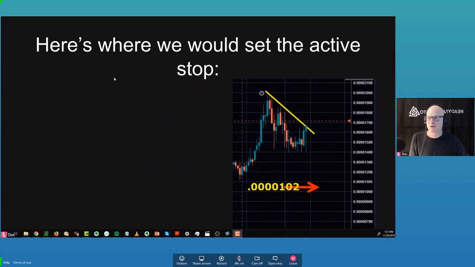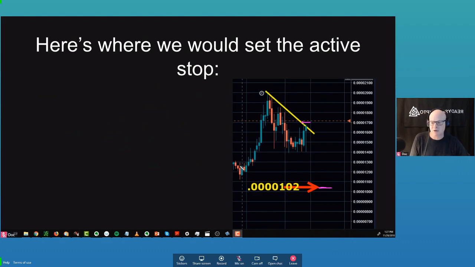Okay, so here's where we would set the active stop. Our position was being entered right here at 0.1234 1700 Satoshis, and our stop is going to be down here at 0.1234 zeros 102. So down here, that's where we're going to put our stop loss.